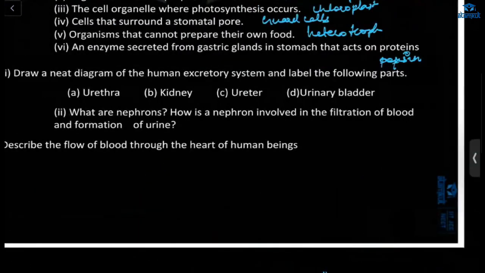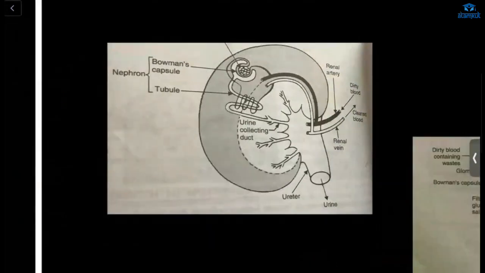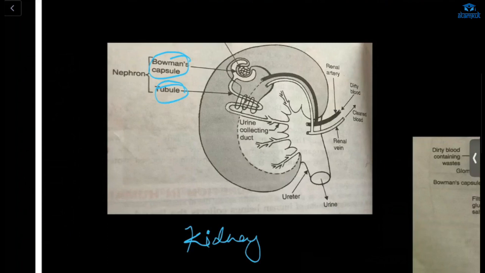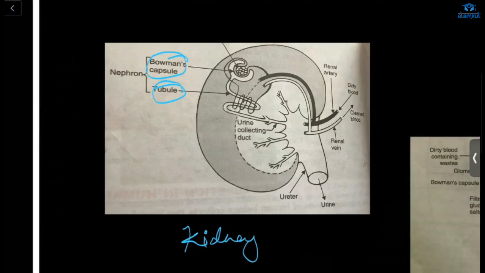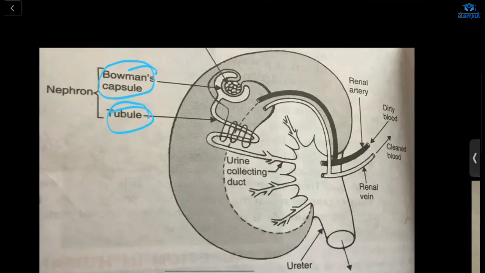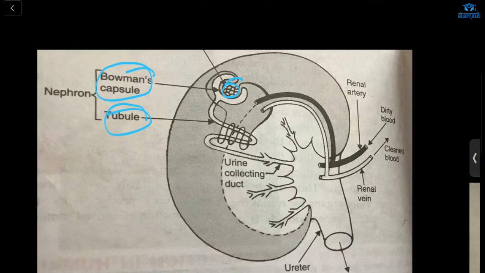Next, what are nephrons? How is the nephron involved in filtration of blood and formation of urine? See, this is the kidney. Nephron consists of Bowman's capsule and tubule, and there are millions of nephrons. And nephron is the structural and functional unit of the kidney. This nephron filters the blood, and it will form what? Urine. How does this happen? Here we have the glomerulus. Here the filtration happens, okay? And here we have the tubule. And the unwanted substances will come here, and the big substances can't go, okay?